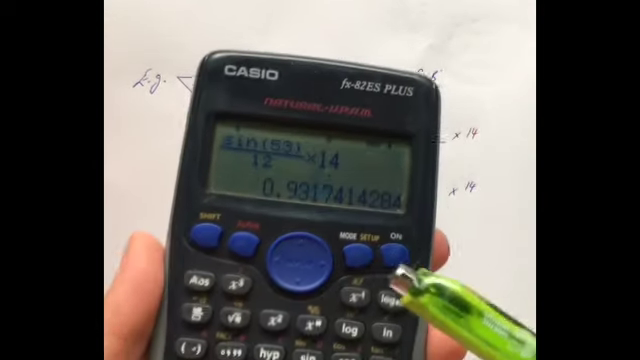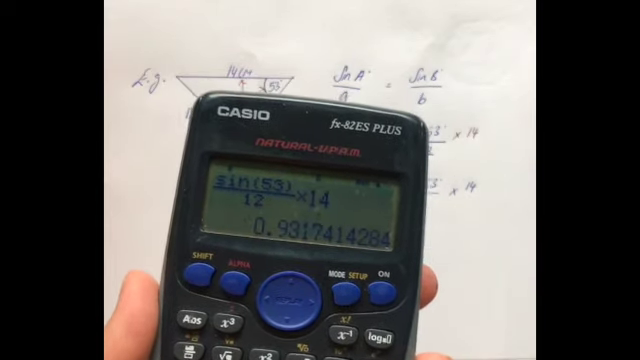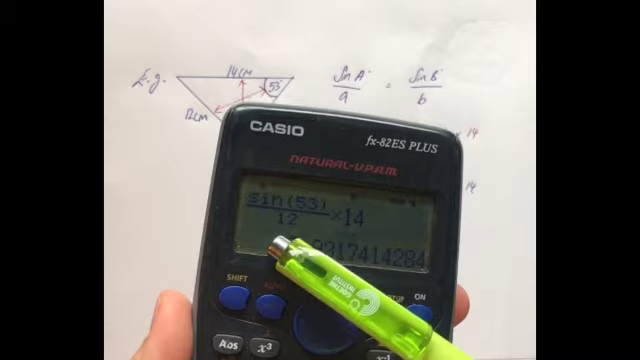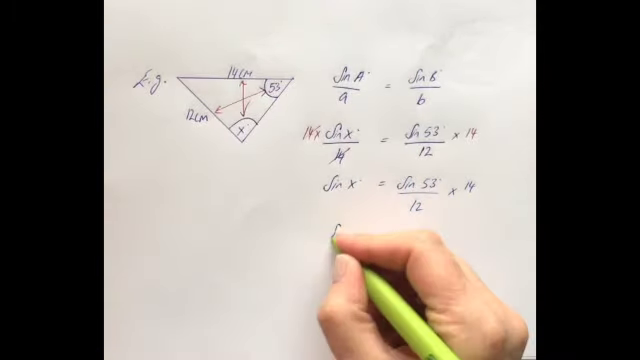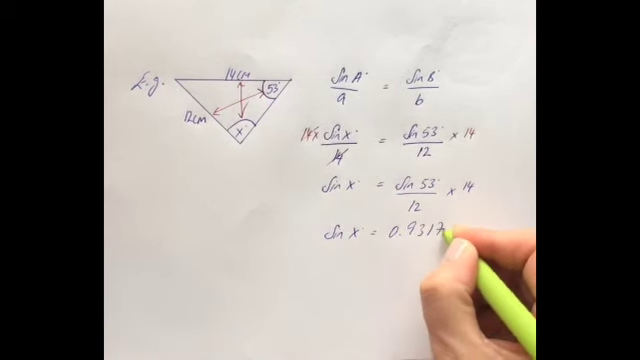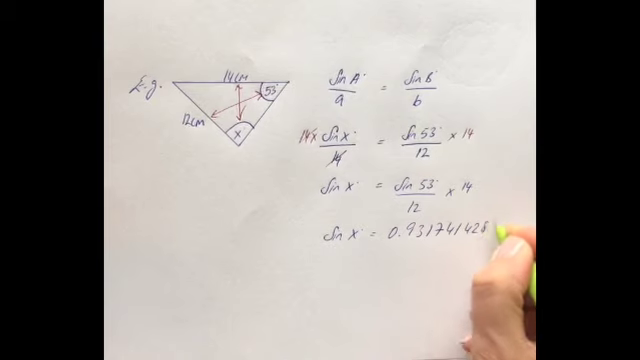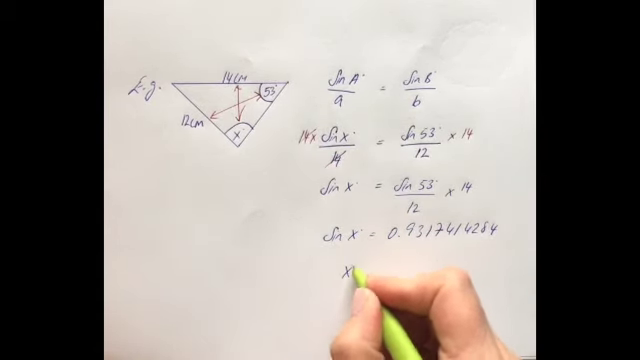Okay, here's what I'm going to do. I don't want to round too early in the question, okay? So I'm not going to round at this point. I'm not at my final step yet. So what I'm going to do to make sure I have full accuracy, I'm going to write out the whole thing. So 0.9317414284. And now I'm going to be able to find x on its own.